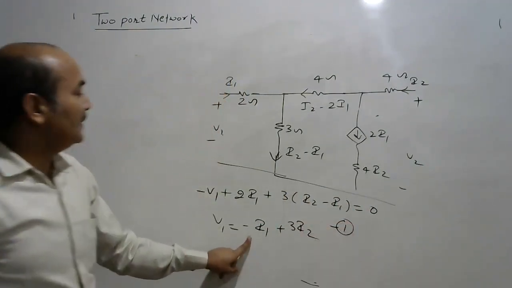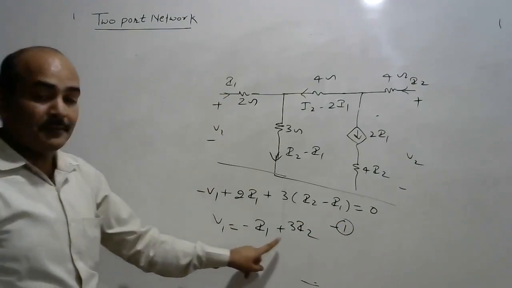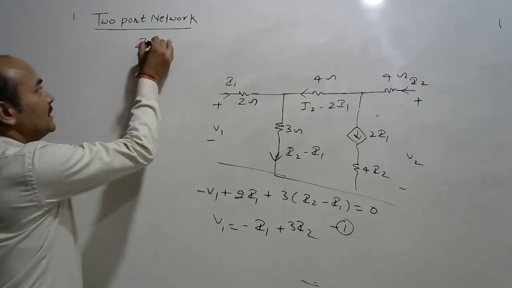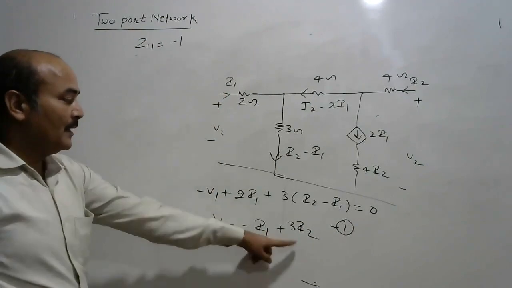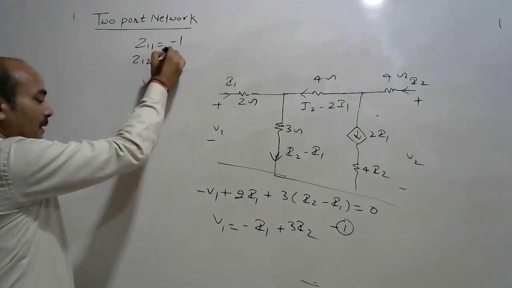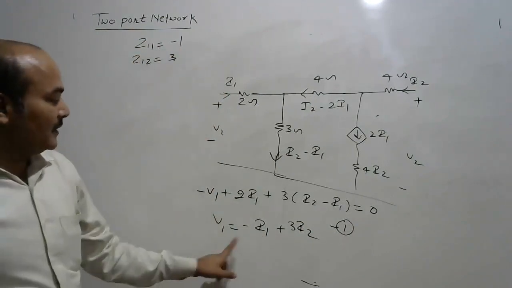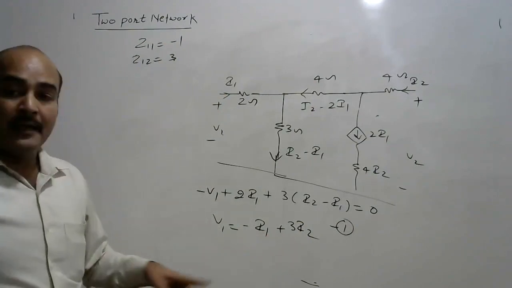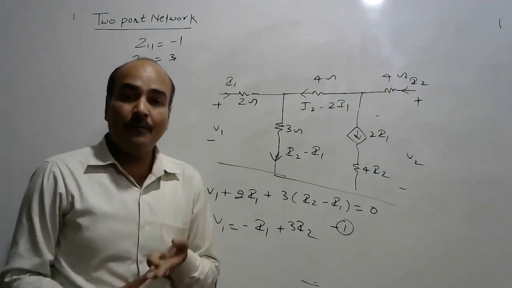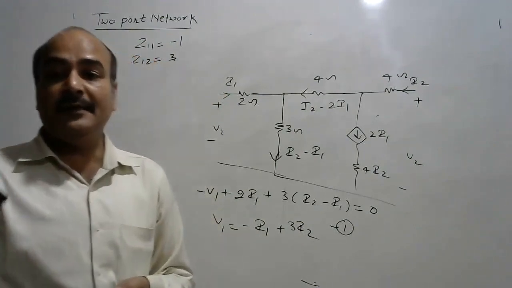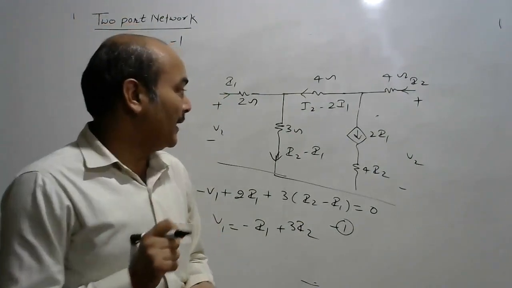If we compare this with our main equation, Z11 I1, the value of Z11 becomes minus 1 and the value of Z12 becomes 3. Okay, these are the first two parameters. Now what do we have to do? Now we are going to make V2 a function of I1 and I2.